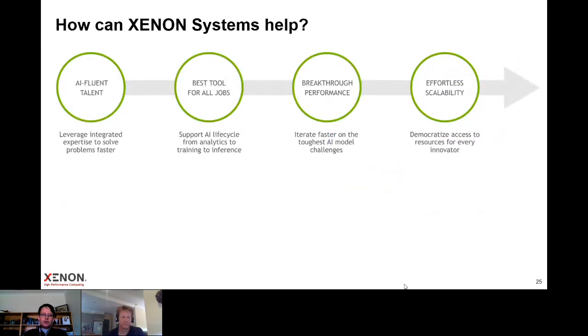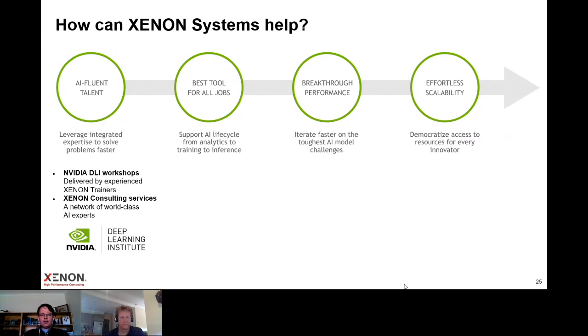So to look at how XENON Systems can help you directly, we've looked at that on one of the earlier slides. What are all the components that are required to really help you through that AI journey from the data science teams, from the initial design and architecture, all the way to scaling it out to larger systems? XENON Systems can help with NVIDIA DLI workshops, which we're delivering with experienced XENON trainers. And we can also provide consulting services with a network of world-class AI experts.